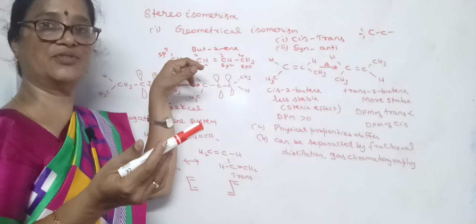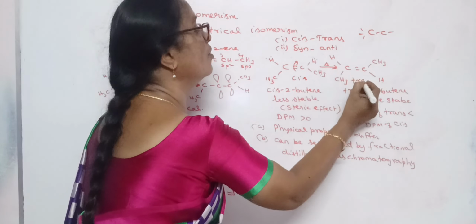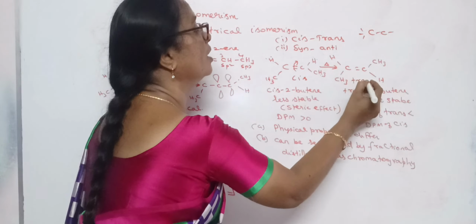When such similar groups are on the same side, that isomer is said to be the cis form of the geometrical isomer. And in this case, you are going to rotate this carbon-carbon double bond. So one of the carbon atoms having the groups alone is rotated, and the position of CH3 and H gets exchanged. So this gives rise to the trans form of geometrical isomer. And in this case, the cis-2-butene is less stable. Why is it less stable? See, the bulky groups are on the same side.